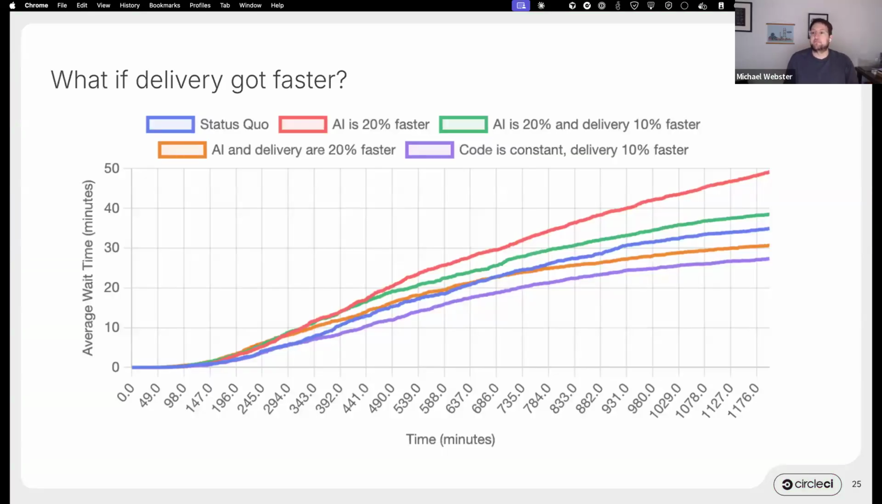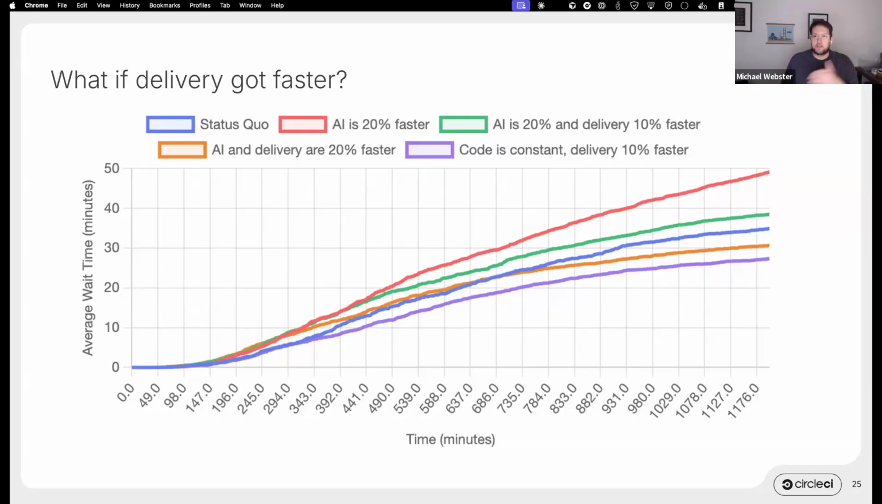And in this case, what if we made the delivery faster, right? So in the prior simulation, we ran a case where we kept the delivery the same, but just started producing more code. But we can also run these simulations and say, well, what if the delivery got faster? And what you can see in this case is the changes. You still see increases in queue time, right? This is sort of a fundamental fact, right? If you're pushing more work into the system than the system can handle, you will always have a backlog.